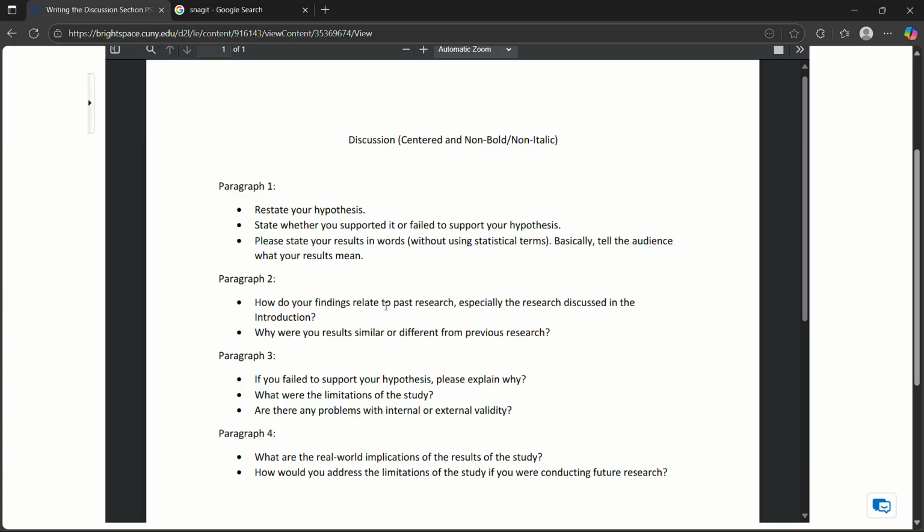And finally, in paragraph 4, what are the real world implications of the study? And how would you address the limitations? I mean, there are a lot of real world implications. The real world implication is social connectedness, being in touch with people, being around people, feeling connected to people on many levels is important for health, both physically, psychologically. Maybe it's not as important for academic achievement. We don't see that in our class study here, but it's important for a lot of other things.